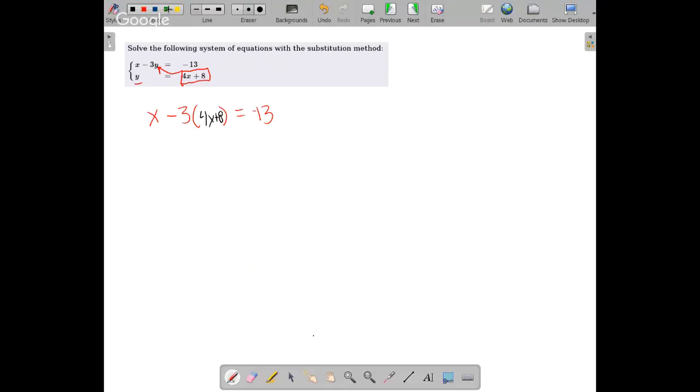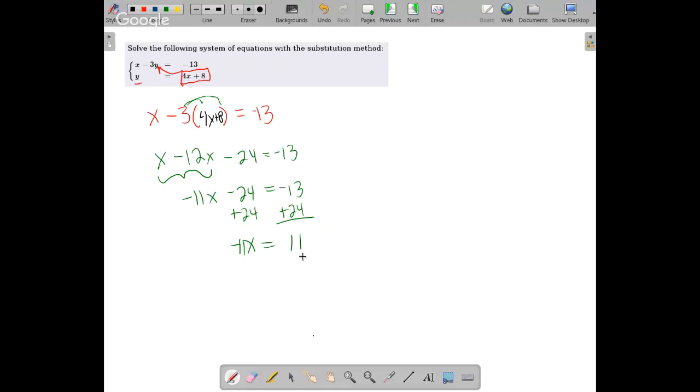So we'll have to do a distribution here. That negative 3 needs to be multiplied through. So we'll have x minus 12x minus 24 equals negative 13. Like terms here, negative 11x minus 24 equals negative 13. And then we'll add 24 to each side. So 24 minus 13 is 11. Well, isn't that nice? So if negative 11x equals 11, divide by negative 11, x equals negative 1.